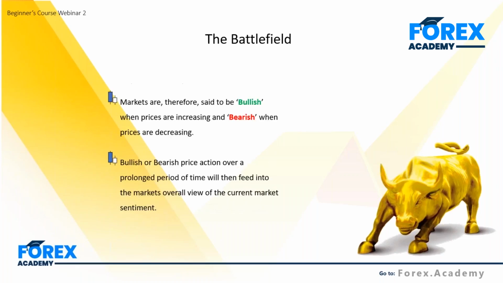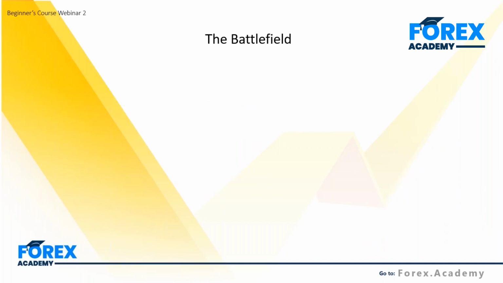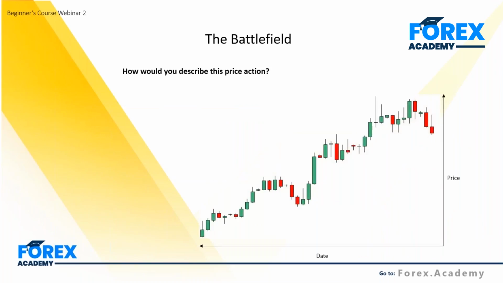Okay, so if you think about a bull, when it attacks, guys, it attacks driving with an upward force, and bears with a downward force. That is why we call them bulls and bears. Markets are therefore said to be bullish when prices are increasing and bearish when prices are decreasing. Bullish or bearish price action over a prolonged period of time will then feed into the market's overall view of the current market sentiment. And then, of course, we can look at market trends, which we'll do throughout the few webinars here.